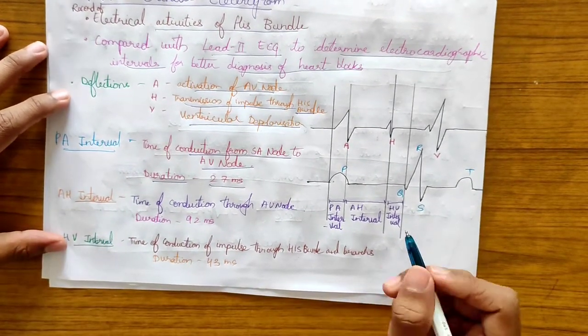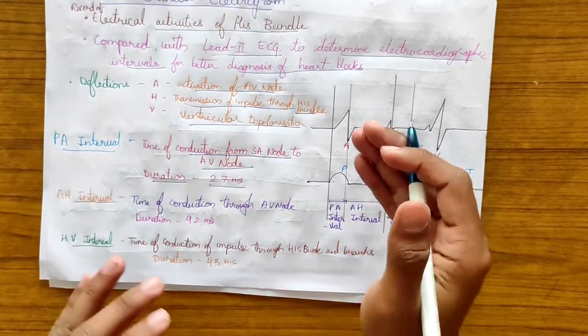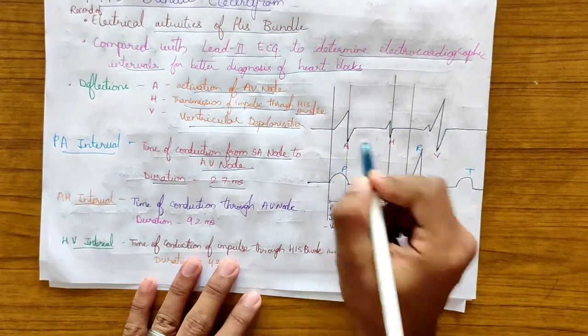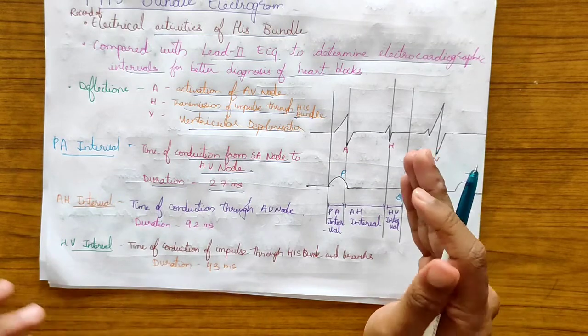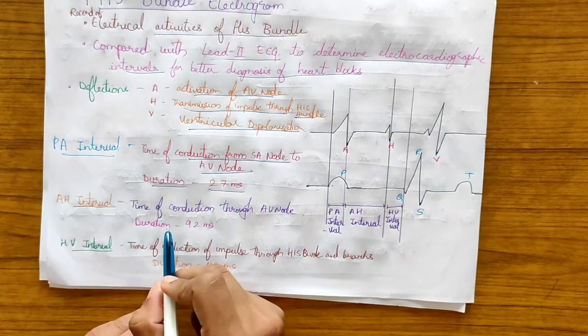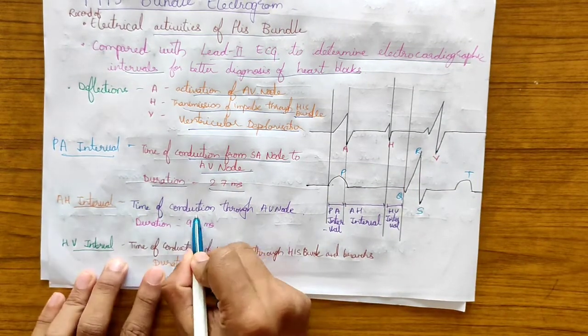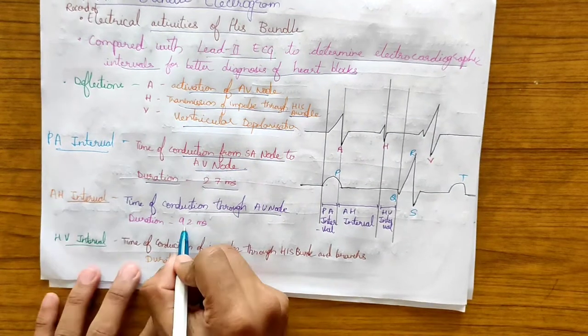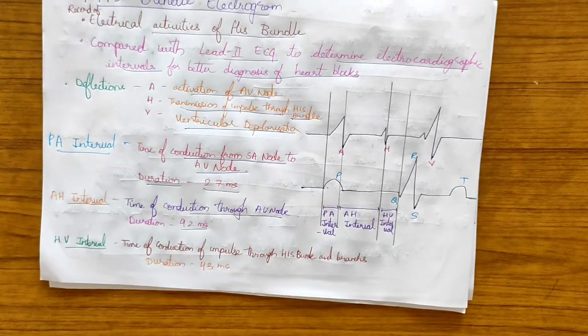The next one is the AH interval. It is the duration from the termination of the A wave till the termination of the H wave. So it signifies the time of conduction through the AV node. The duration is 92 milliseconds.